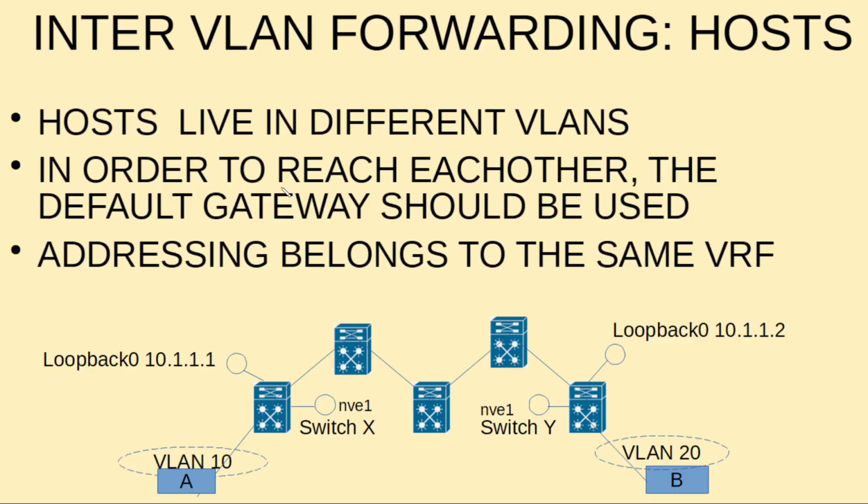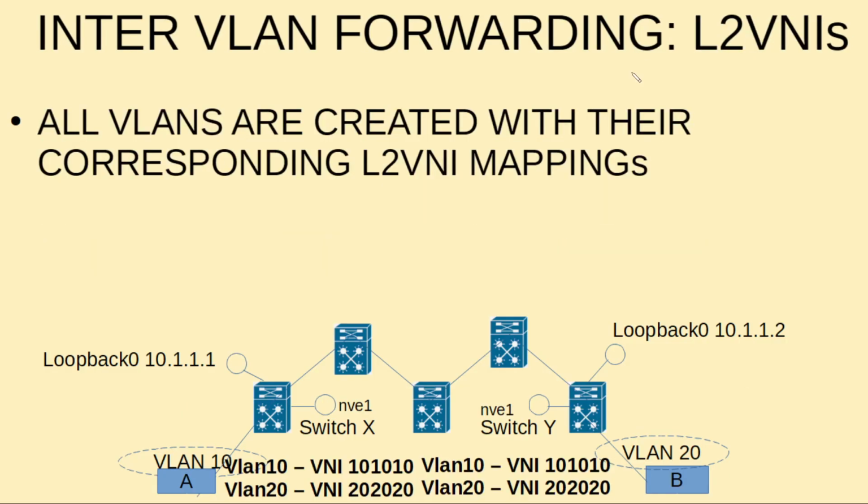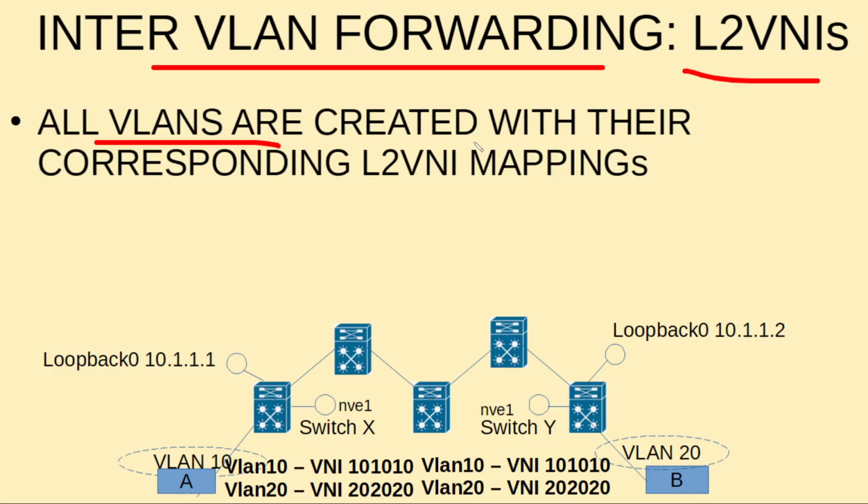The case is the following: hosts live in different VLANs and are connected to different switches. In order to reach each other, now we are going to need the default gateways. Addressing belongs to the same VRF. Now the first step in order to make this inter-VLAN forwarding work is creating our layer 2 VNIs mapping. So we are going to create all VLANs at all VTEPs with their corresponding layer 2 VNI mapping.